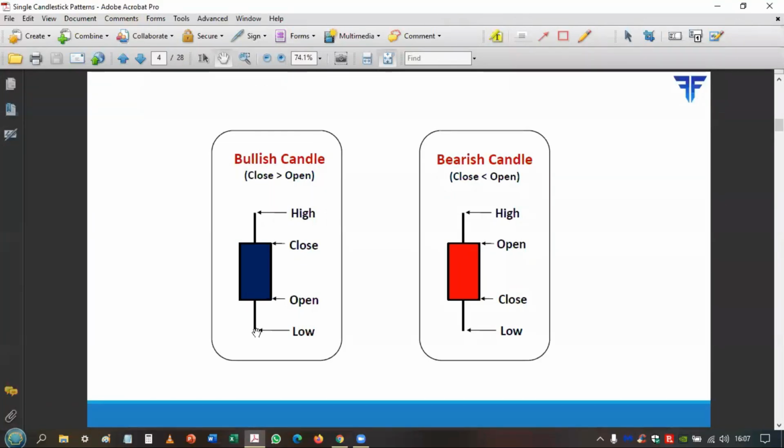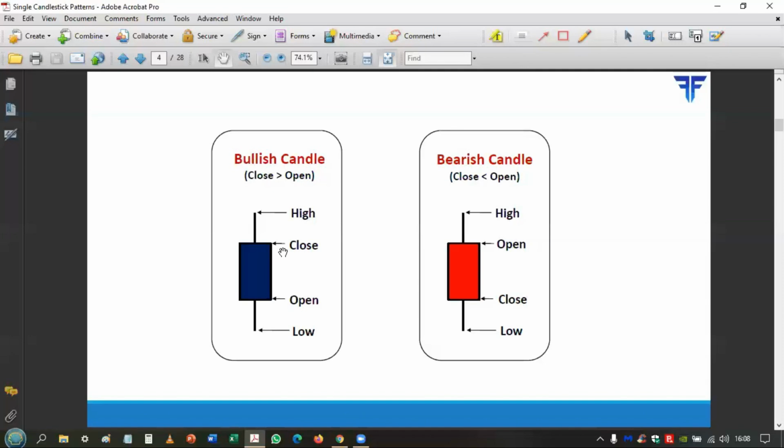The bottom of the candle will represent the lowest price for which the security traded that month. The top of the real body will represent the closing price for that month, and the bottom of the real body will represent the opening price for that month. That is how a bullish candlestick is structured. Same is the case with a bearish candlestick as well. The only difference is that the opening for a bearish candlestick is above while the closing is below. So this is how each candlestick is structured.